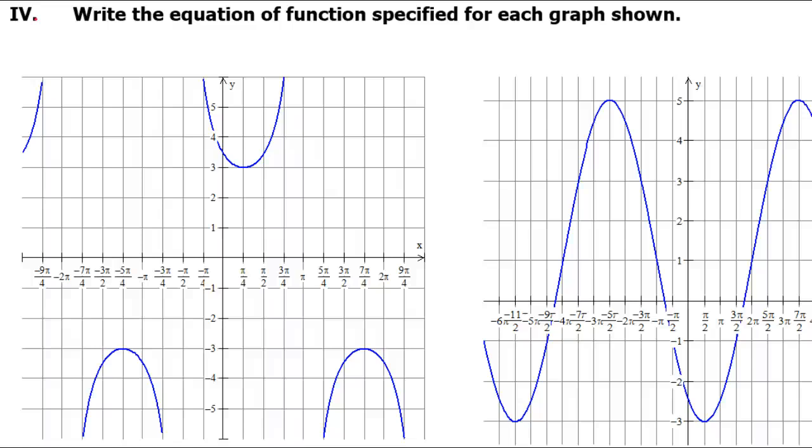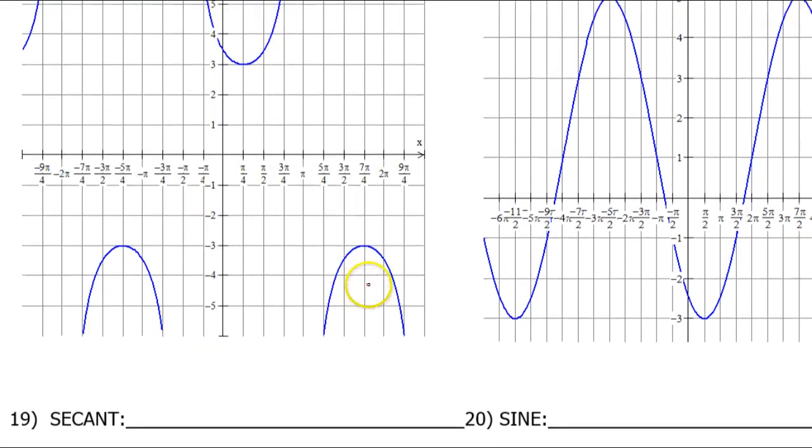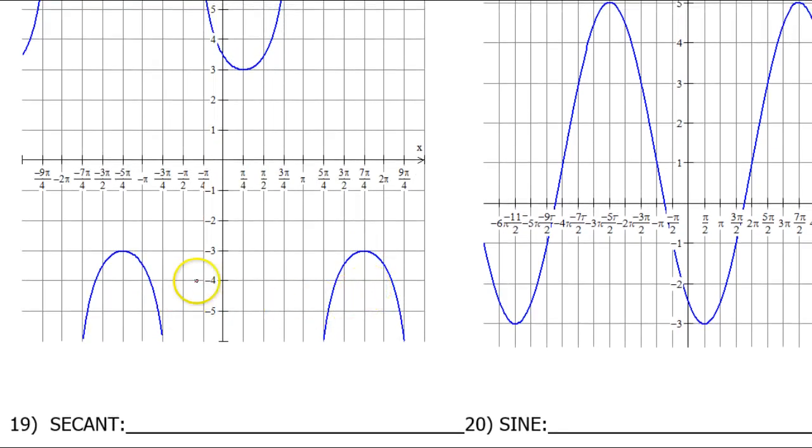In this video, we are going to take these graphs and we're going to write trigonometric functions to match them. So for number 19, we are going to write a secant function that matches this graph. Now, secant is the reciprocal of cosine.